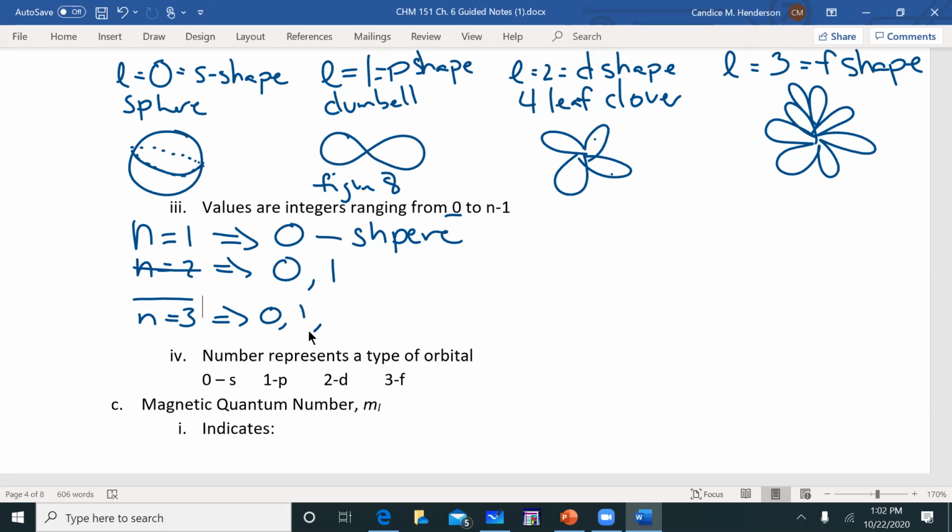Okay, 1. This one, we can have 0, we can have 1, and then we can also have 2. So in the energy level n equals 3, we have a sphere classroom, we have the dumbbell, and we also have the 4-leaf clover. Now, when I get into my n equals 4 energy level, the 4th floor of the building, the options I have available to me are a sphere, 0, a dumbbell, 1, a 4-leaf clover, 2, and an 8-lobe, or 3.